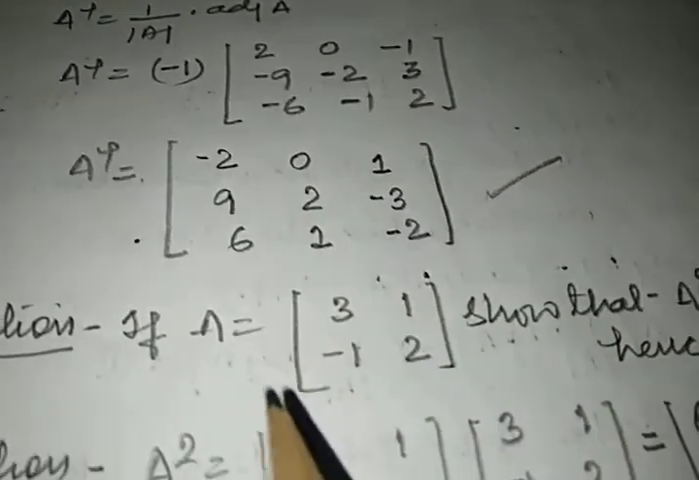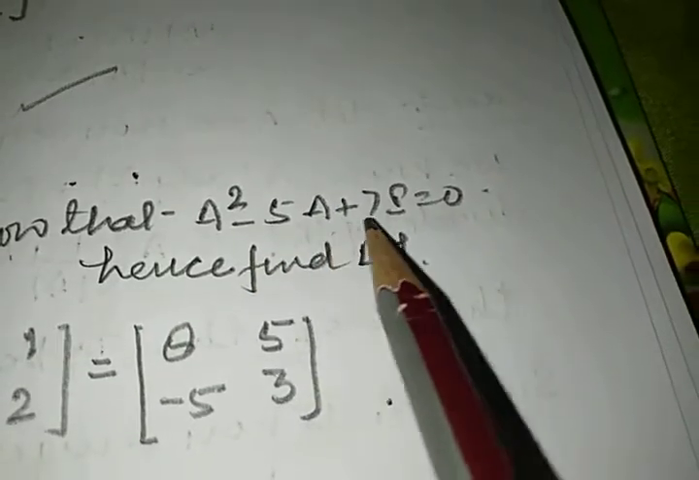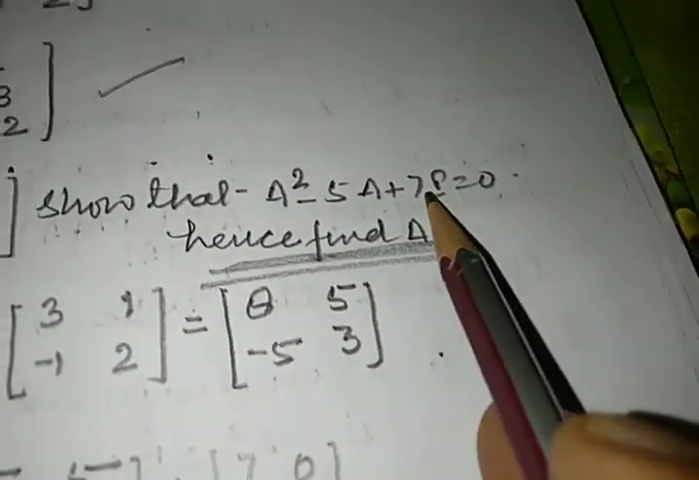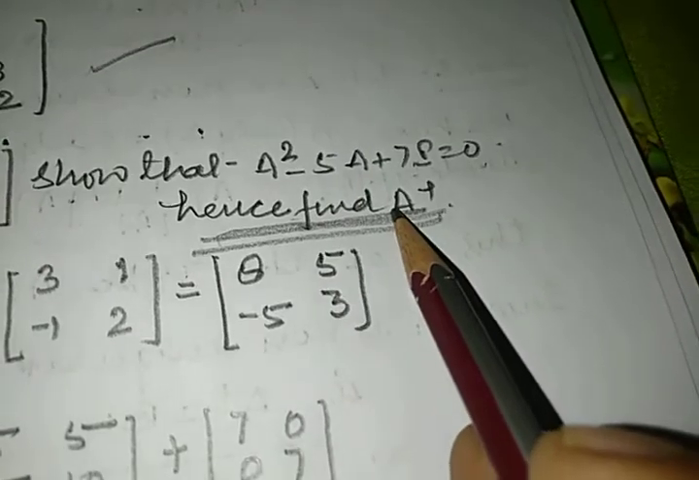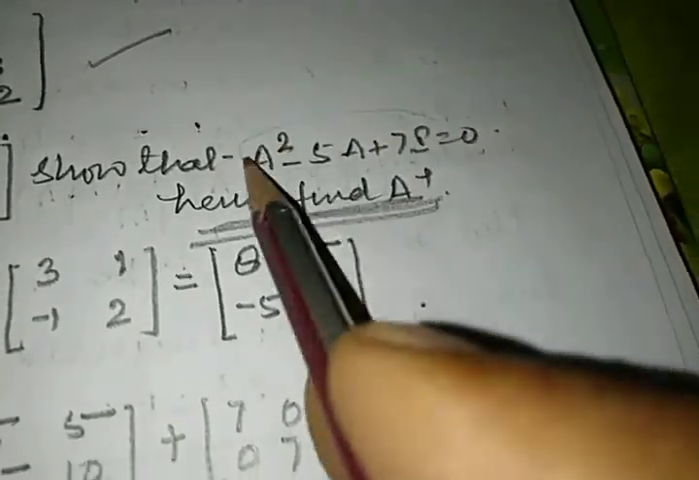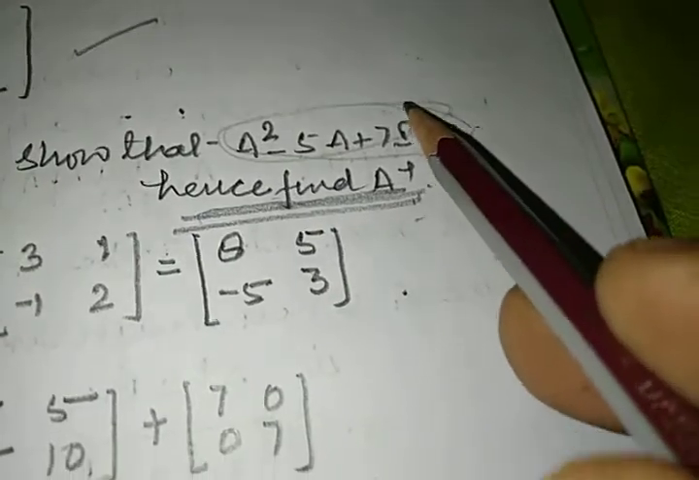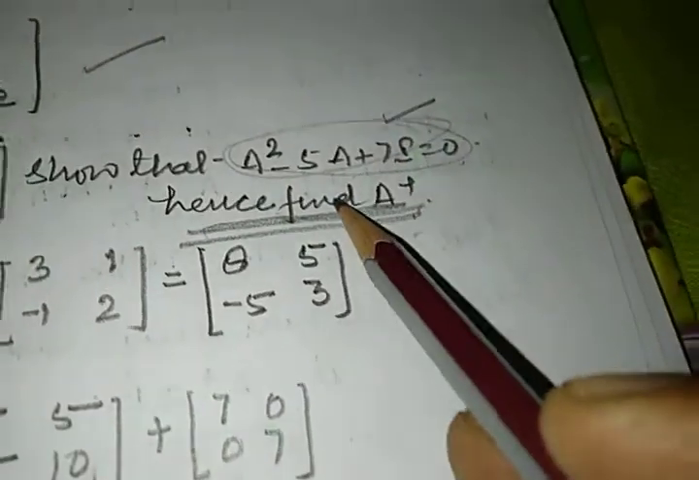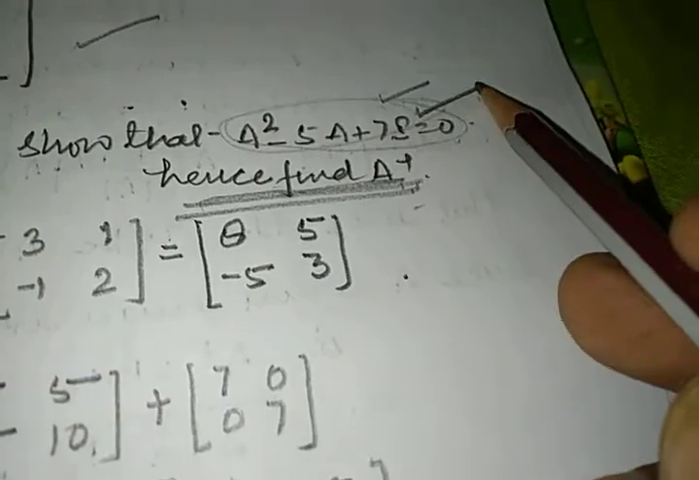Okay, and see the next important question. If A is equal to this, then show that A square minus 5A plus 7I is equal to 0. Hence find A inverse. Just remember, hence find A inverse. What do you mean by hence here? It means first you prove it equal to 0, then from here you find A inverse. What students normally do is prove it equal to 0 and find the inverse by the method I explained above, and they get 0 marks for this. So if it is given to prove this equal to 0, hence find A inverse, you will find A inverse from this equation only.